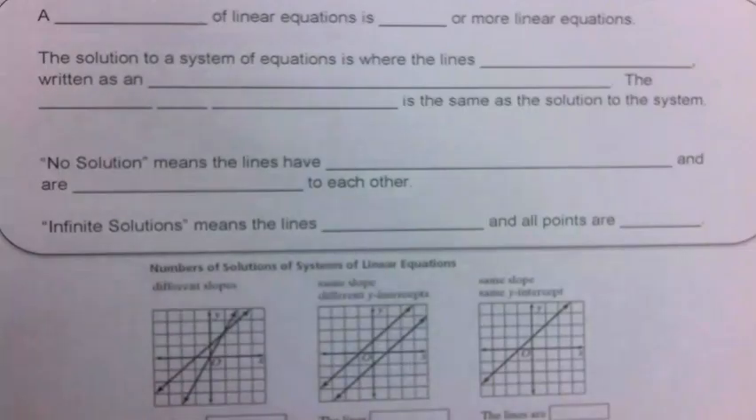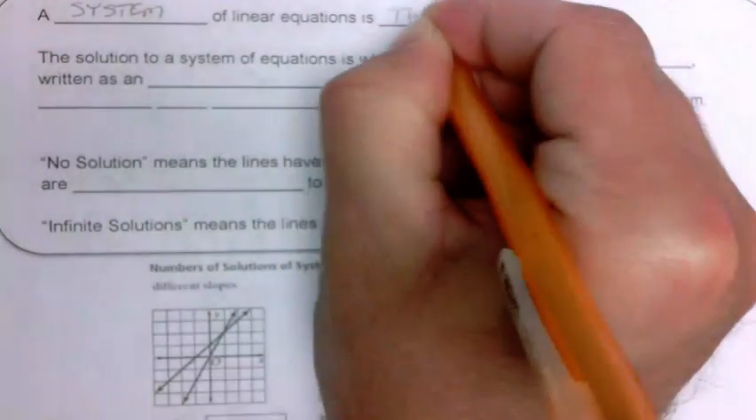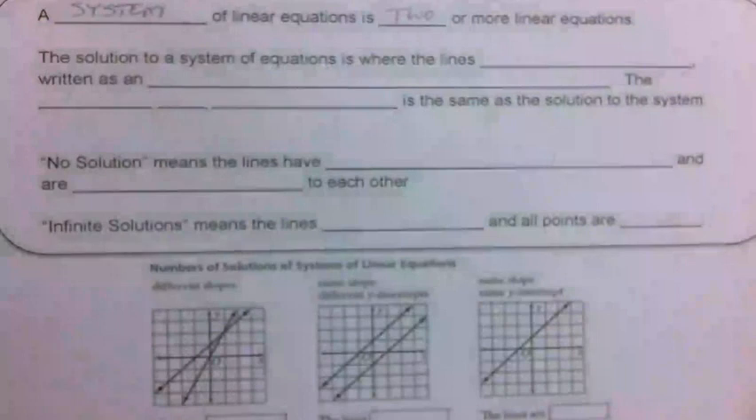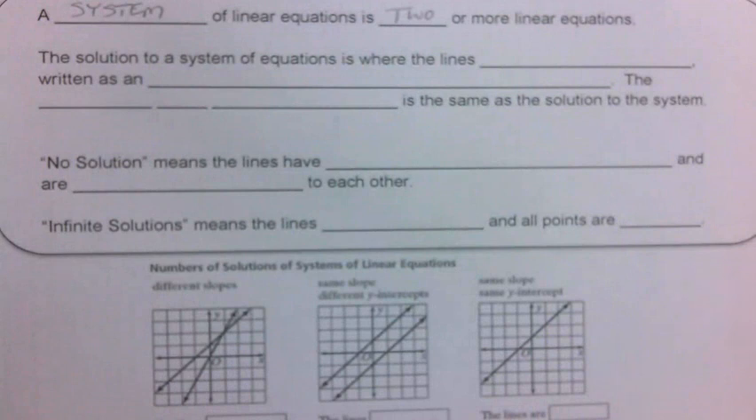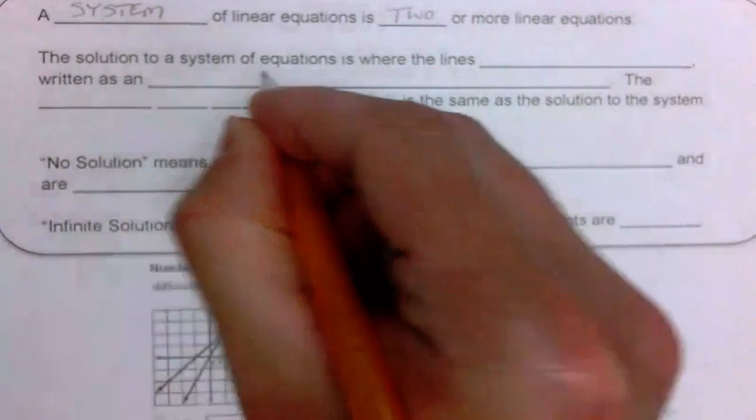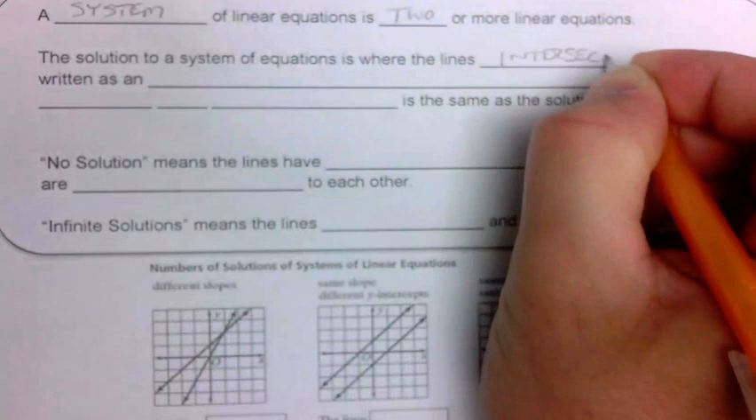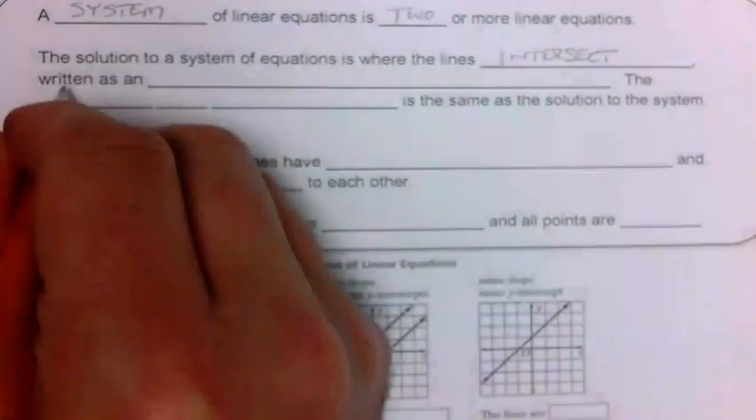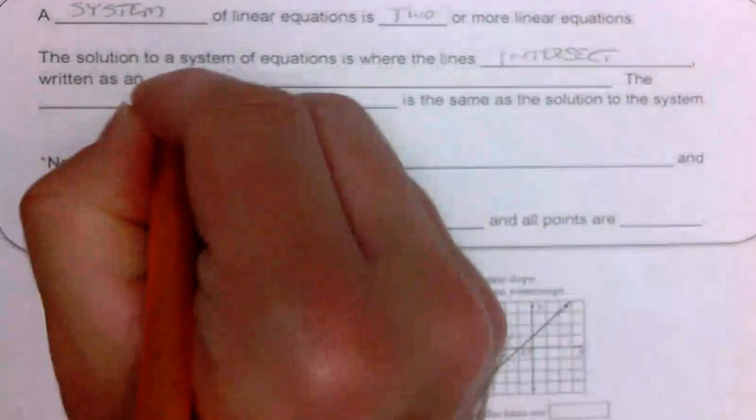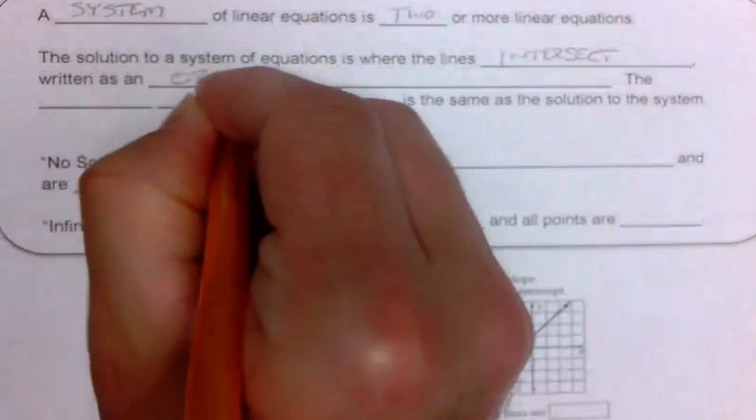So now that we are confident graphing linear equations, let's talk about what a system of equations is. A system of linear equations is just two or more linear equations. All right, so when we're solving these equations graphically, that means we're going to be graphing two or more lines on the same graph. The solution to a system of equations is where the lines intersect.